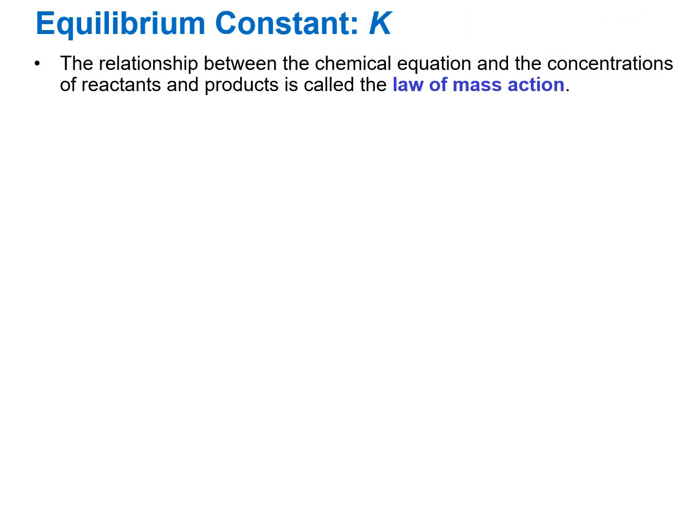When calculating the equilibrium constant, you're creating a relationship between the chemical equation and the concentrations of the reactants and the products. And we call this relationship the law of mass action. So let's take a look at this in detail.